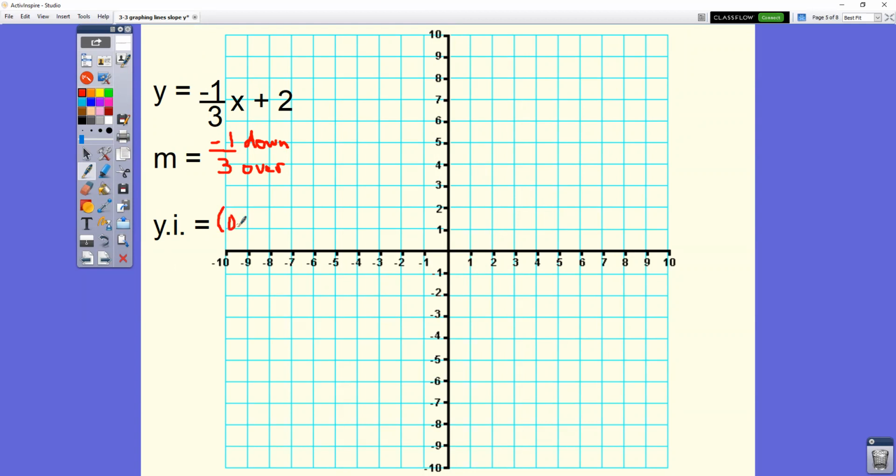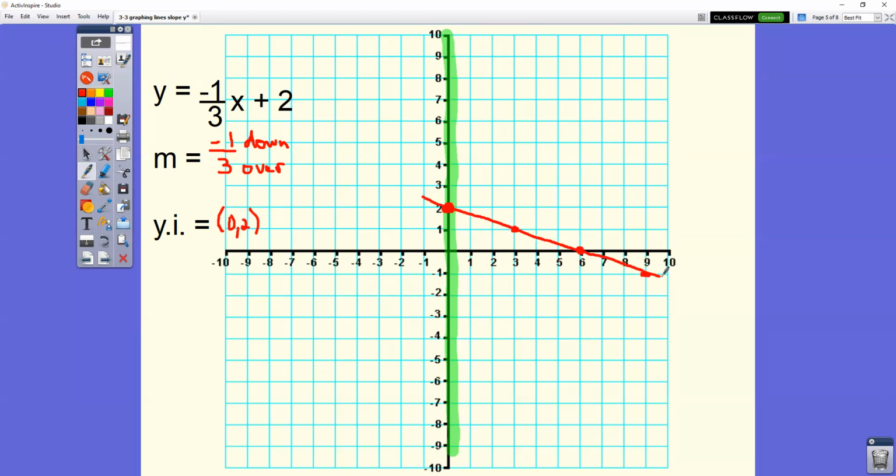And we're starting off at 0, comma 2. So remember, that first dot is always somewhere on the y-axis. So 0, comma 2 is right here. Now, starting at that point, we need to go down 1 over 3. So starting here, we're going down 1 over 3. Down 1 over 3. If we wanted to keep on going, we could. Down 1 over 3.